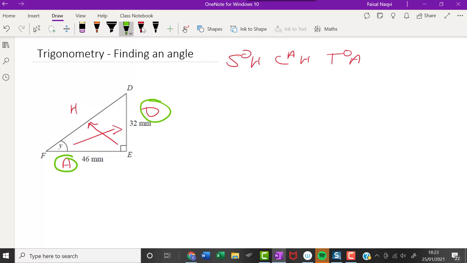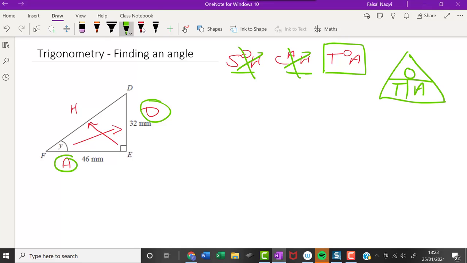And I have to see which trig ratio uses A and O. If I look at the first one, that's got O and H, that's no good. The second one has got A and H, that's no good. The third one has got O and A, so I'm going to use TOA. Again, if I think of it as a triangle, I know I want to find the angle. So if I cover up the T for tangent, it's going to be the opposite divided by the adjacent.